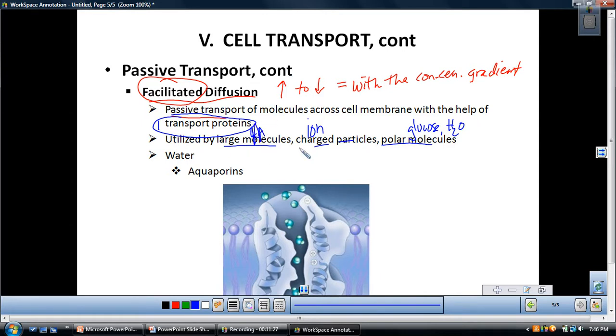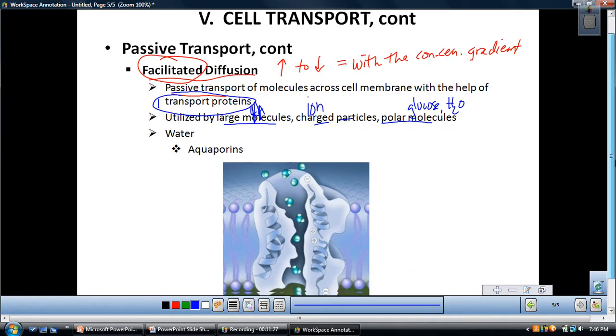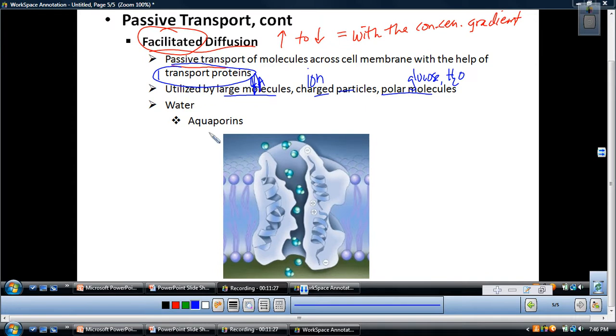Things that are larger, charged, or polar are going to be helped across much faster by the use of a transport protein that is embedded in the cell membrane. So in the picture that you see right here, this one is a specific type. This is called an aquaporin.